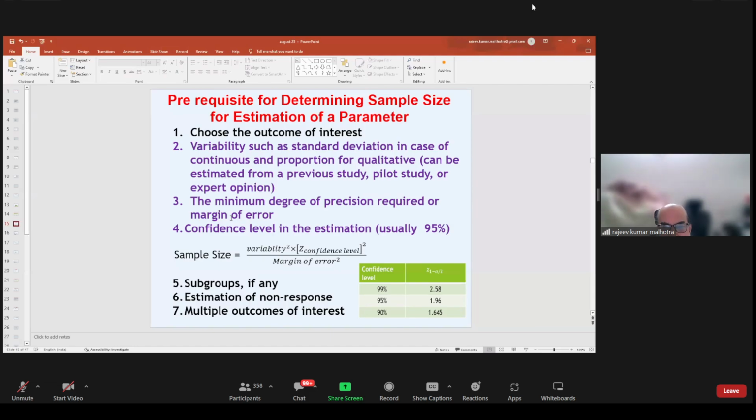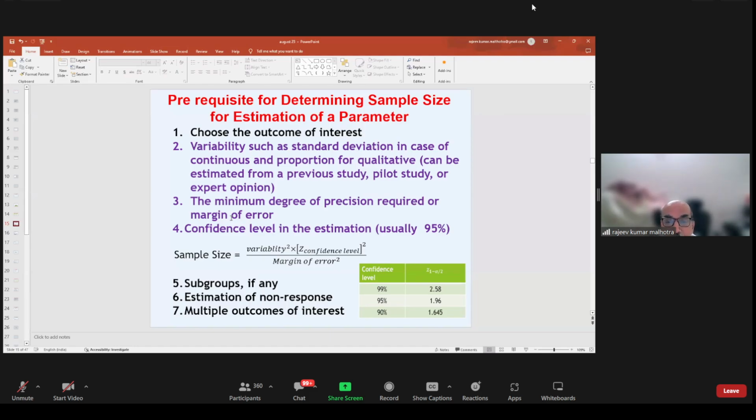Estimation of non-response. Nowadays, whatever subjects you are including in your study, you have to take consent for that. But sometimes the patient does not give consent, so you have to estimate the non-response. For those who are not giving consent, you have to add the attrition, that is, non-response or attrition.